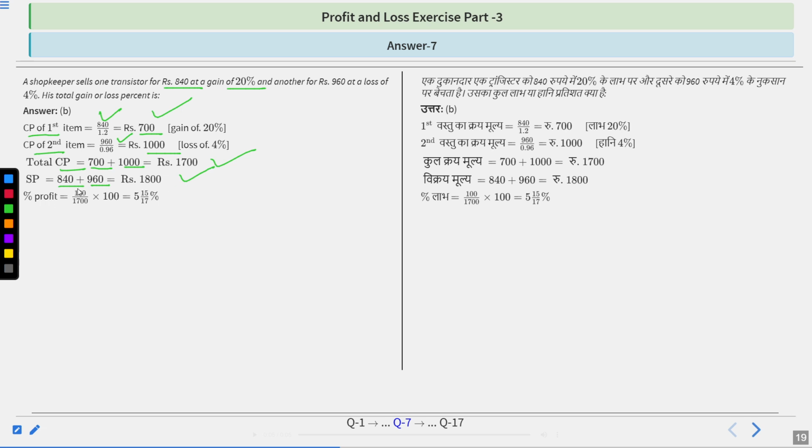So we can clearly see that we get a profit. Clear? So how much profit do we make? 100 rupees out of 1700 multiplied by 100. If you calculate the profit percent, we get 5 and 15 by 17% profit. So B is the correct answer.